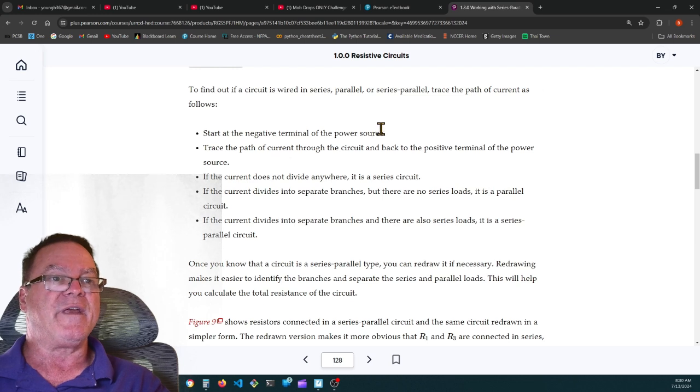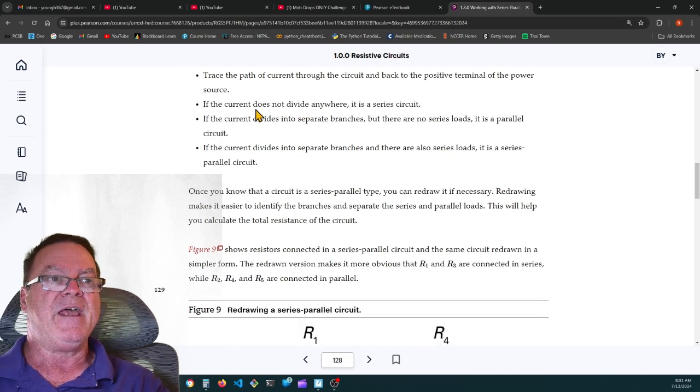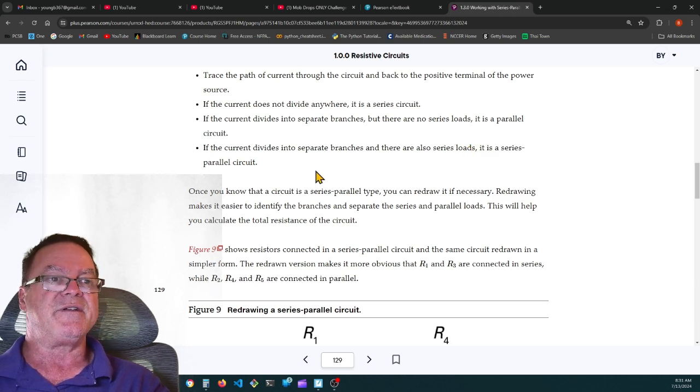So here's what they say. They say start with the negative terminal of the power source and trace the path of current flow through the circuit and back to the positive terminal of the power source. If the current does not divide anywhere, it's a series circuit. If the current does divide into separate branches, but there are no series loads, it's a parallel circuit. If the current divides into separate branches, but there are also series loads, it is a series parallel circuit.